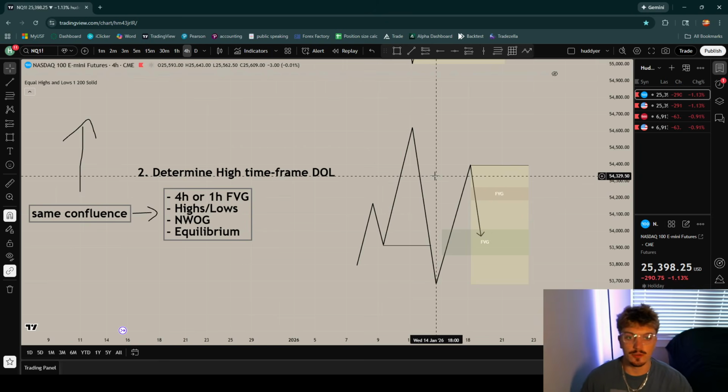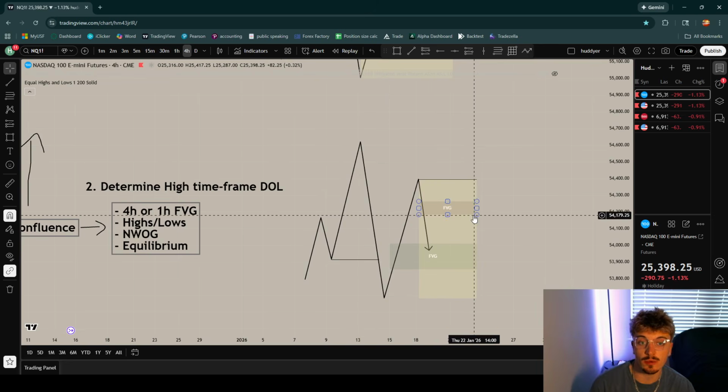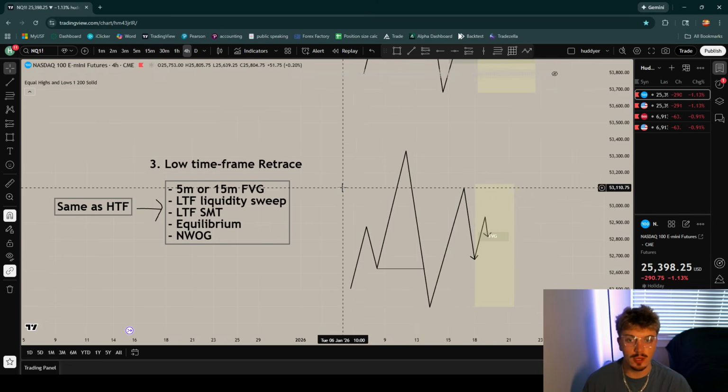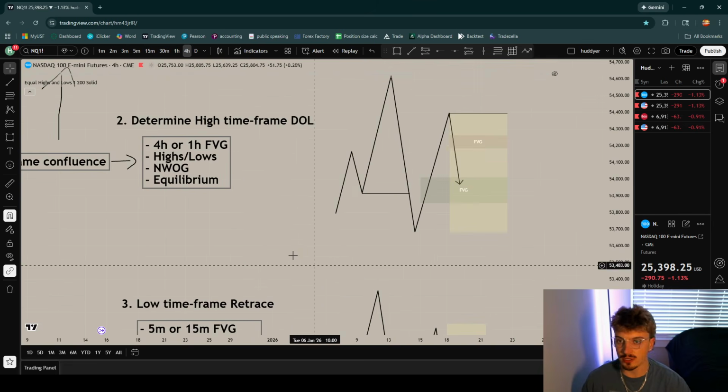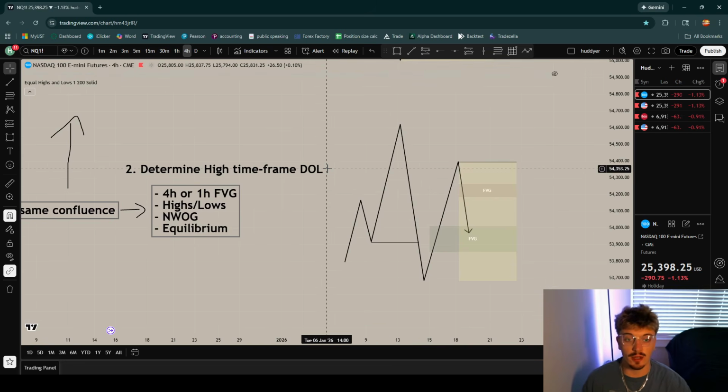So now you've determined our higher time frame reaction. Now you've determined where we think we're going to go. What's next? We want to get the best entry possible, so we find a low time frame retrace. We could just enter off of this. We could see a high time frame reaction and have a draw on liquidity, and then boom, we enter, right? But we want to be precise.